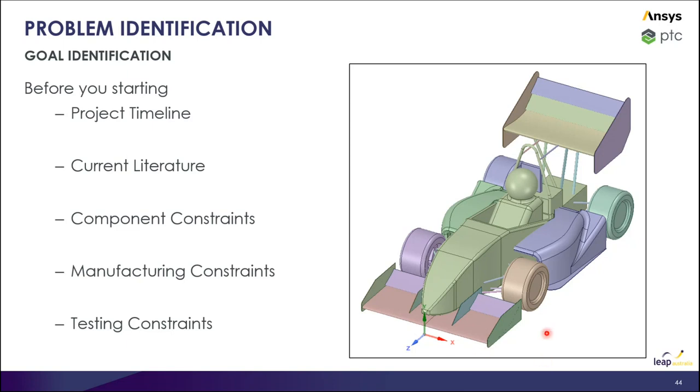Component constraints as well. If we're focusing on this front wing, there are some rules around how big the front wing needs to be and how it's going to interact. But it's not just about making, say, downforce on the front wing, this component is also going to affect the rest of the car. So what are the actual constraints of my component? How does that fit into my system? The other thing is manufacturing. You can make some really awesome parts, but if you don't have the time or the way to actually create them, you're doing yourself a disservice.